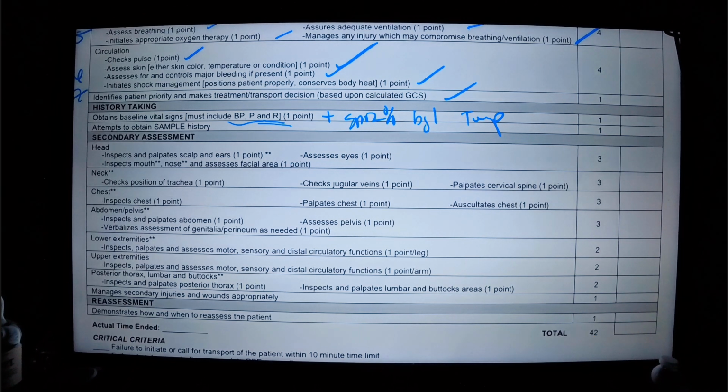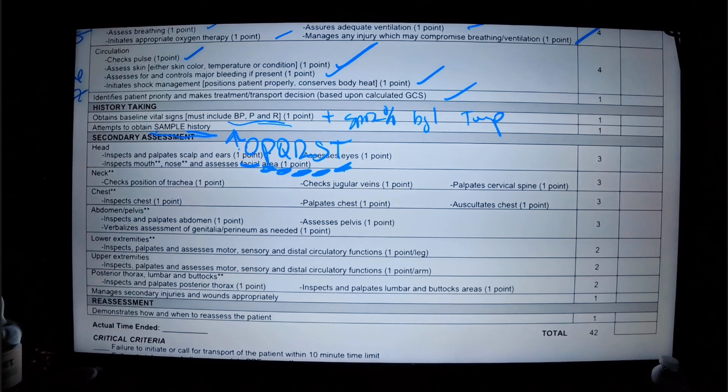We obtain the vital signs. We obtain SAMPLE history. What is SAMPLE? Signs and symptoms, allergies, medications, pertinent history, last oral intake, events leading to illness or event. That's what SAMPLE means. This is where you also get your OPQRST, right? Onset, provocation, quality, radiation, severity, time. Make a note: time does not mean how long you've had it. Time means have you had this before.